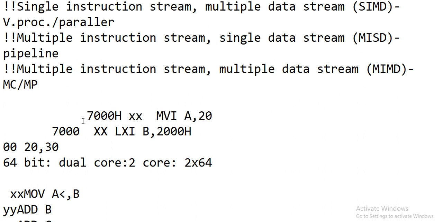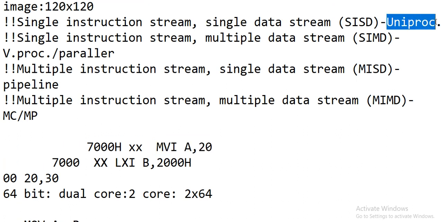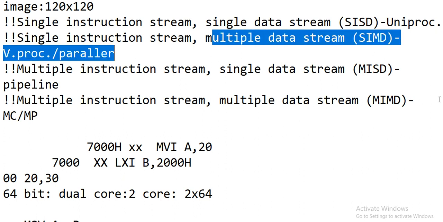Assume it this one. Okay, so if your processor is fetching one particular data at a time and one particular instruction at a time, that kind of computer is called single instruction stream and single data stream. An example of this is the uniprocessor. Okay, next is single instruction stream and multiple data stream.